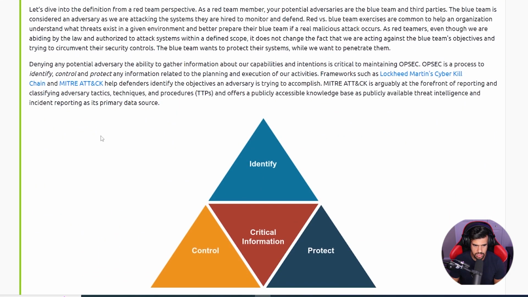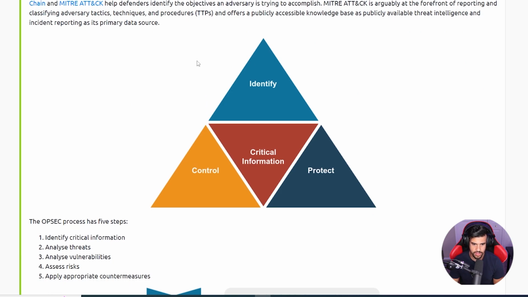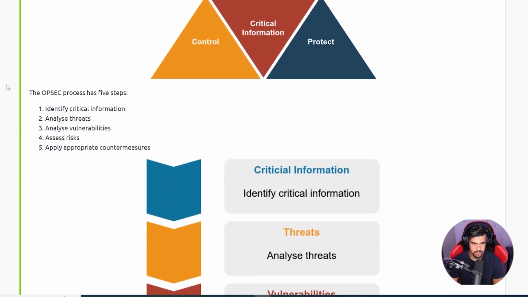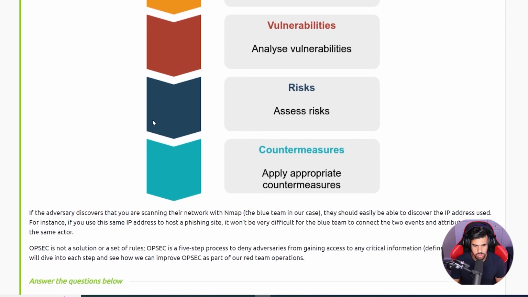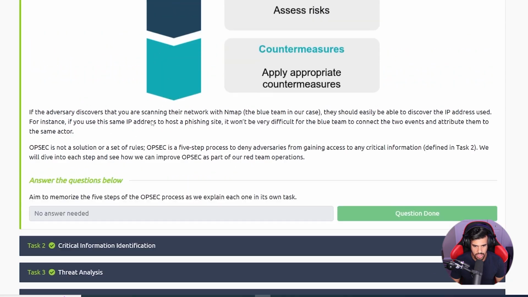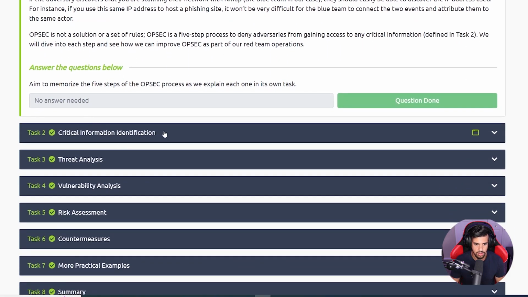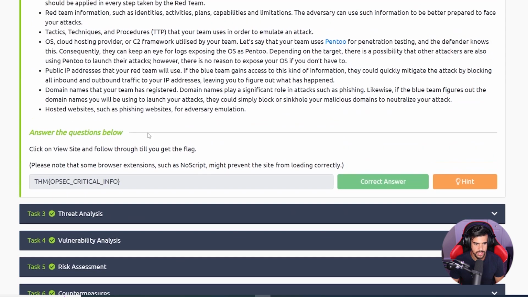And so just to give the basic rundown of OPSEC, we have this triangle here: identify, control, protect critical information. These are the 5 steps. First, you need to identify what that critical information is, and then you need to analyze the threats and the vulnerabilities. And from there, you can assess the risks and apply the appropriate countermeasures. So that is what it looks like at a high level. Now let's jump into each one of these things to better understand what that means. So we're going to start with the critical information identification.